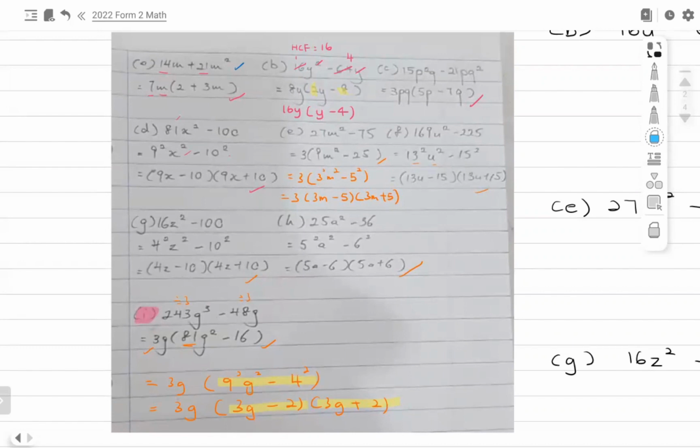Must do one. You just do factorization, must do one. Practice during the school holiday, so you are not so stressed. You can do it.